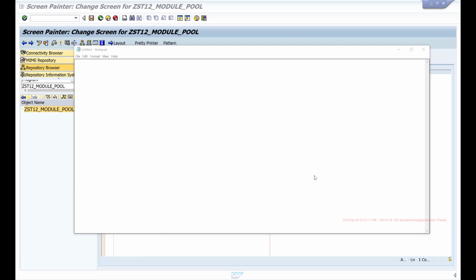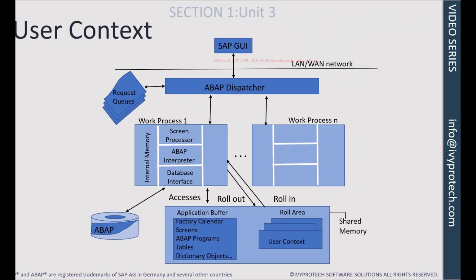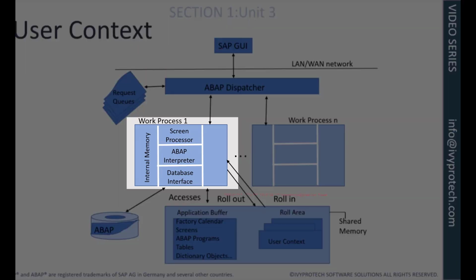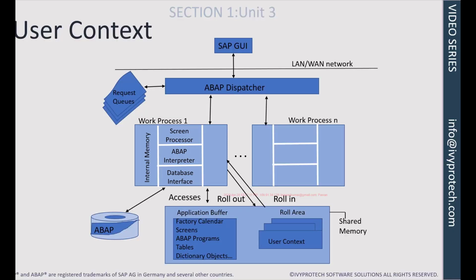If you remember, when I was giving you an introduction to the application server, I said whenever you make a request, the request will be sent to the application server, and in that we have this dispatcher which will see which work process is free to take the request, and it will assign that request to the work process. And within the work process, there are three components: the screen processor, the ABAP interpreter, and the database interface. All the screen activities are handled by this screen processor.